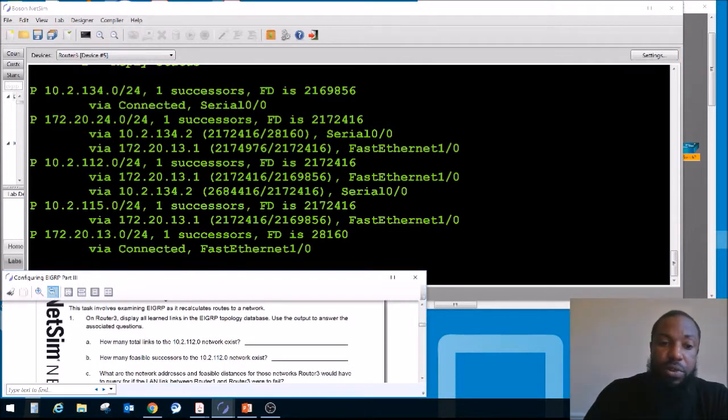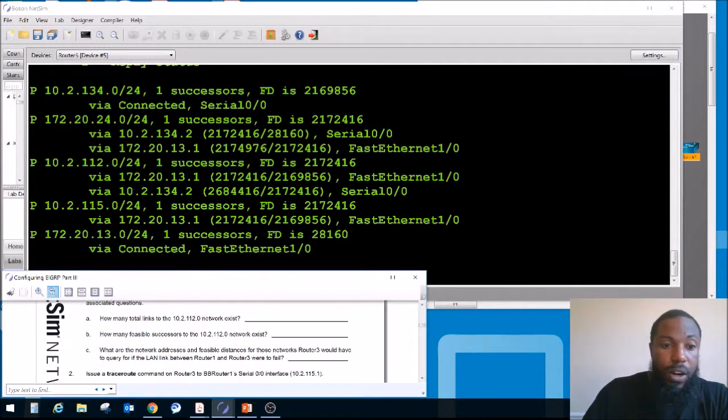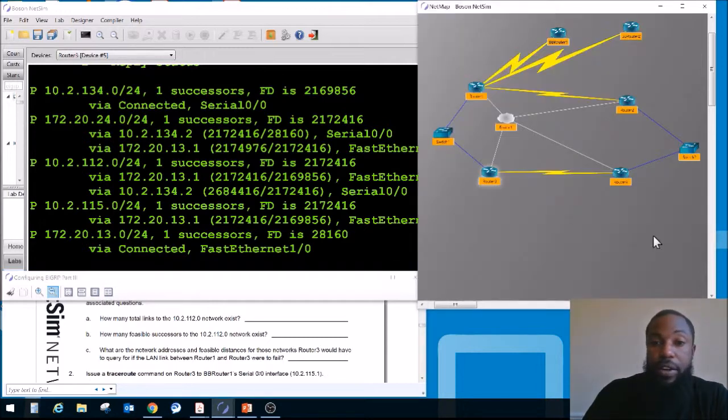How many feasible successors to the 10.2.112 network? This is a feasible successor, and that is a feasible successor. He has one successor, though, which means that's the best route. What are the network addresses and feasible distances to those networks router 3 would have to query for if the LAN link between 1 and 3 were to fail? The LAN link is this one right here. If that one was to fail, what are the network addresses and feasible distances to those networks router 3 would have to query? Not too sure.